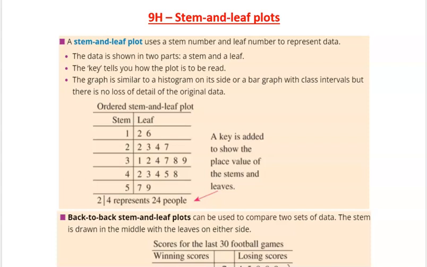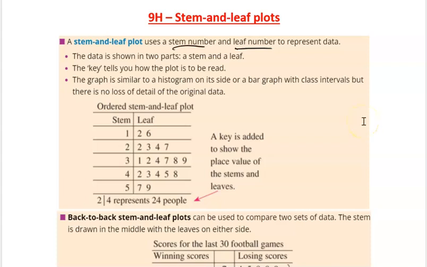A stem and leaf plot uses a stem number and a leaf number to represent data. The data is shown in two parts, the stem and the leaf, and there always should be a key that shows you what this means, and I'll show you why that's important. So in this case, 2 as the stem and 4 as the leaf means 24. Okay, so that's what that means, and it's a really good way to show lots of data in groups.